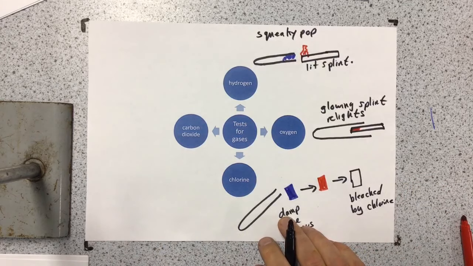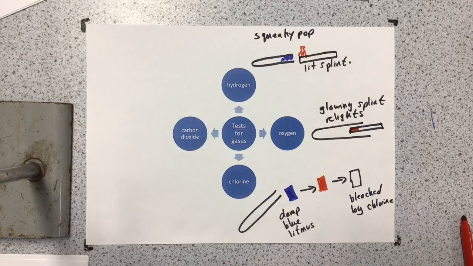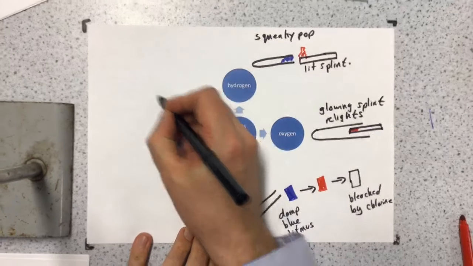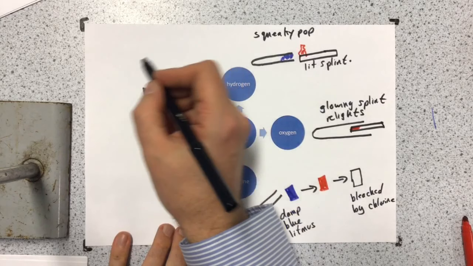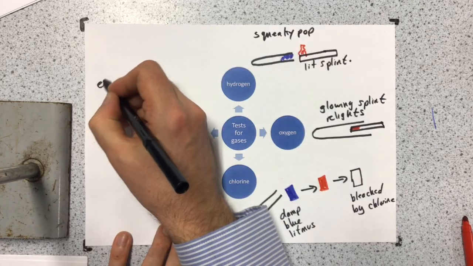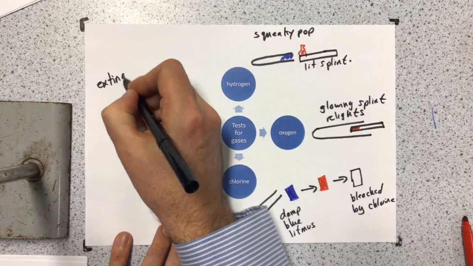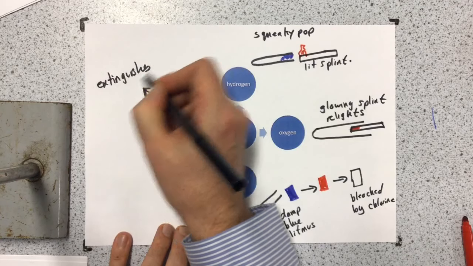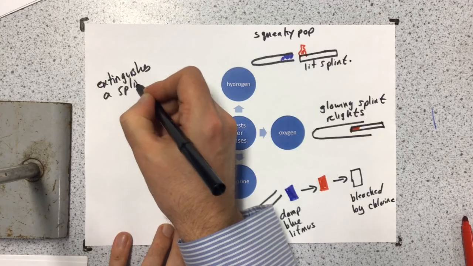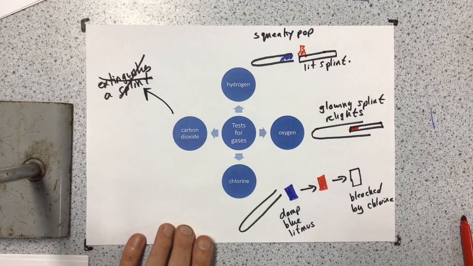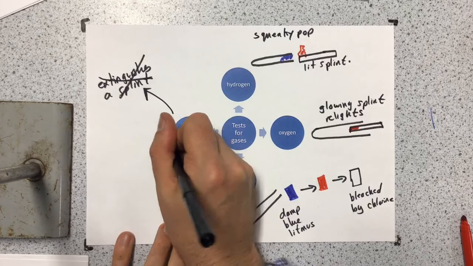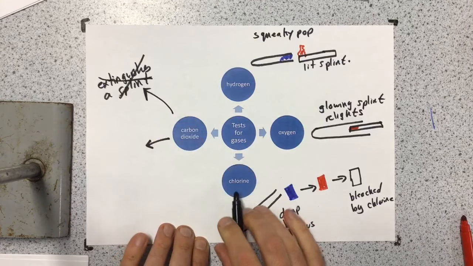And finally, carbon dioxide. One of the most common wrong answers, because people get a little bit confused and talk about splints, is that it extinguishes a splint. No, because there's lots of gases, particularly nitrogen, which is more than 3/4 of the air, which would also extinguish a splint. So what do we do?